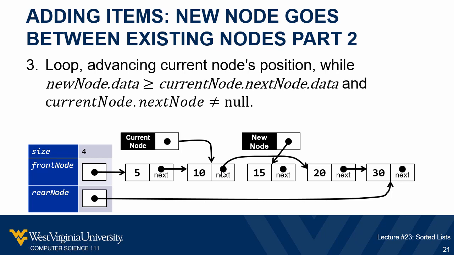So what I always have to be doing is looking forward. I need to figure out, is this new node going to go between me and the node that currently comes after me? Because if so, then I'm going to have to update my next node field to point at that new node. So that's why our loop is looking to see if the new node's data is greater than or equal to current node's next node's data, rather than just looking at current node itself.